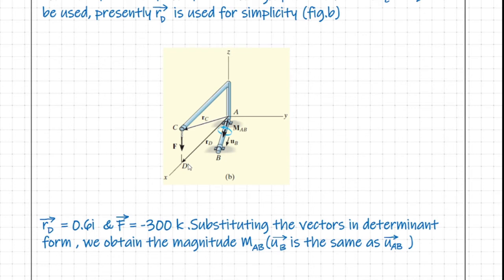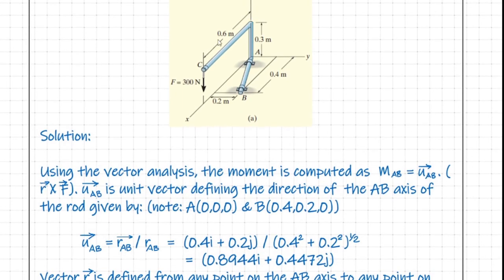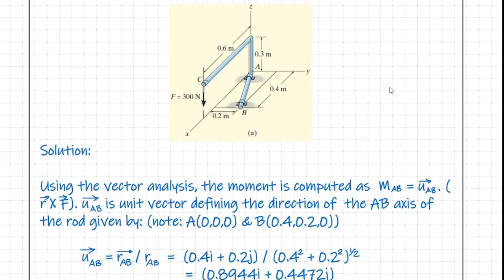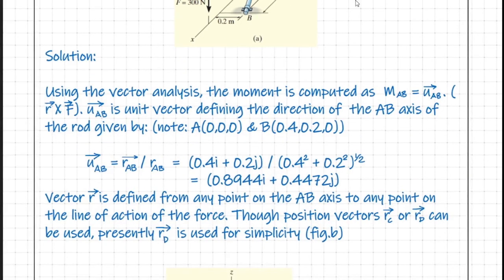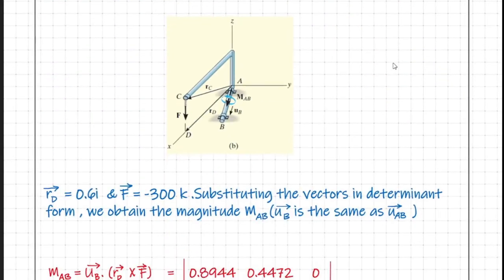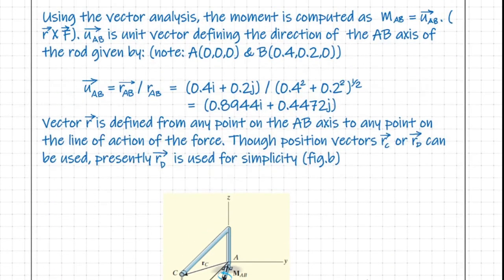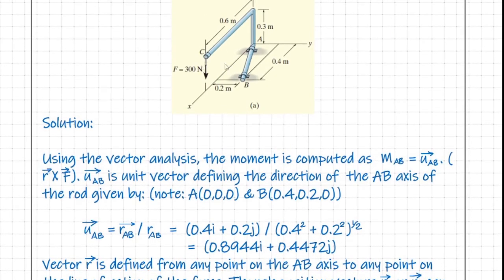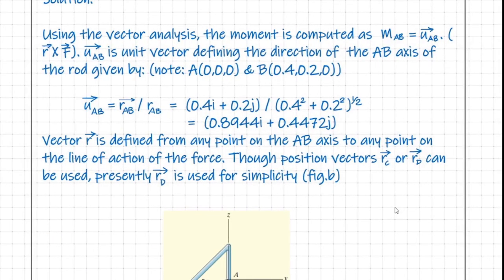What is vector r_D? It is the position vector of D minus the position vector of A. We know the coordinates of the point D. It has an x coordinate of 0.6, and it is on the x-axis, so its y and z coordinates should be 0, which means r_D can be put in vectorial format as 0.6i. And vector F has a magnitude of 300 Newton and is directed downward in the minus z direction. So vector F can be written as minus 300k.